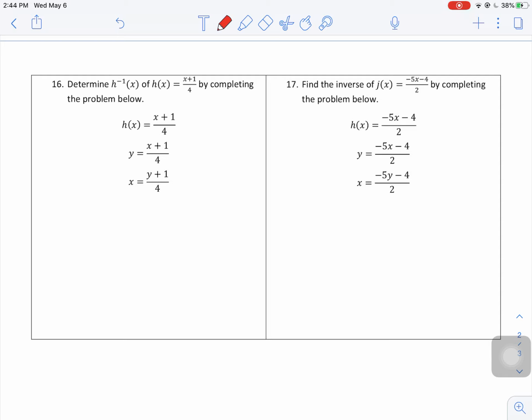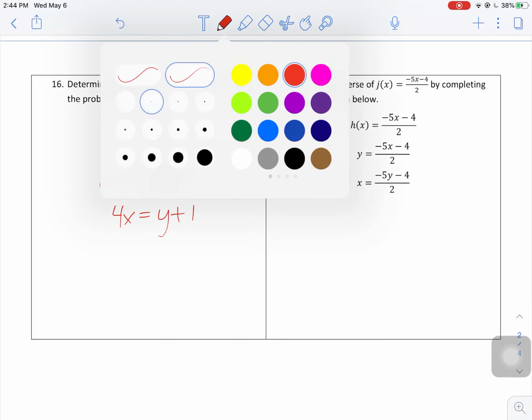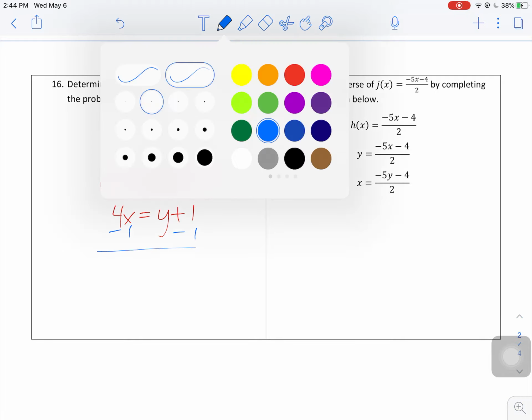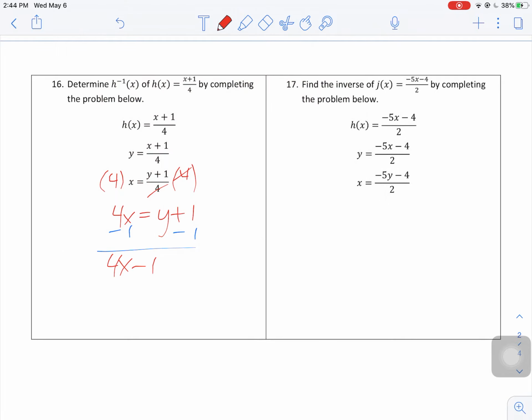So I'm undoing division by doing multiplication. So to get rid of that 4 in the bottom, I'm multiplying both sides of the equation by 4. Then I'm getting rid of that 1 by subtracting 1 from both sides of the equation. And then there you go. And if I'm using my fancy notation, instead of y, I plug in h inverse of x.